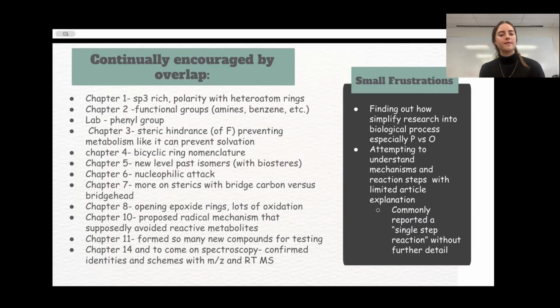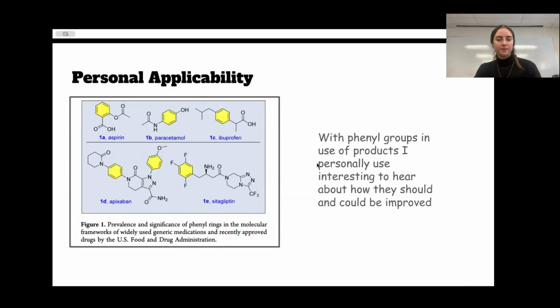I also had to do a lot of outside research to understand mechanisms, as they very commonly skipped over them, just listing reagents and saying it was a single step reaction. I think the struggle was definitely worth it, though, as I got to see how a molecule that I use in my daily life is being impacted by organic chemistry.